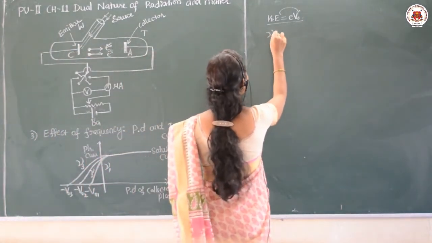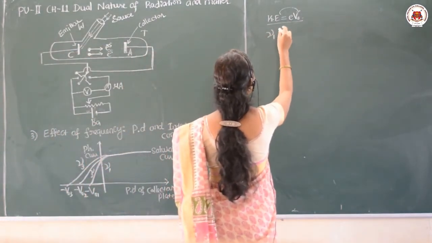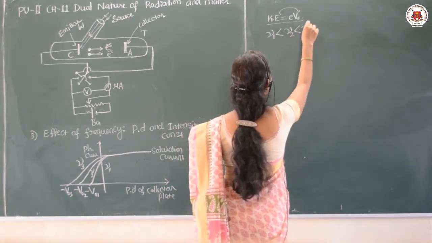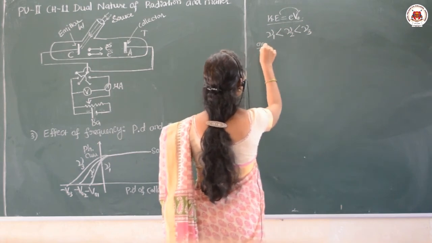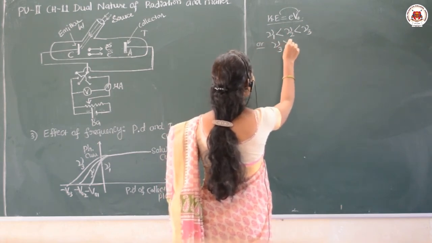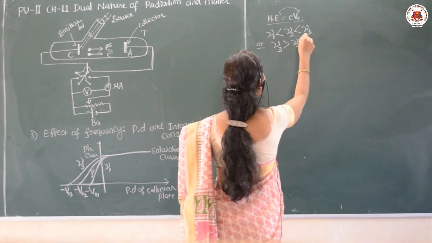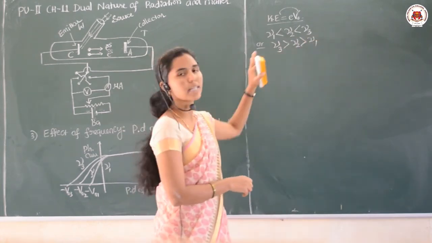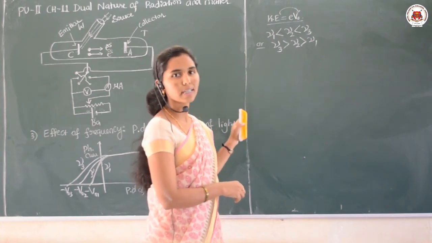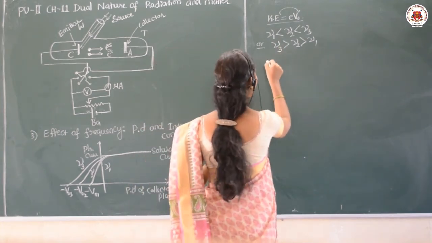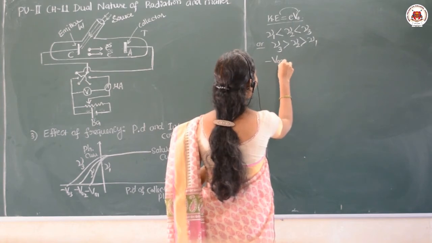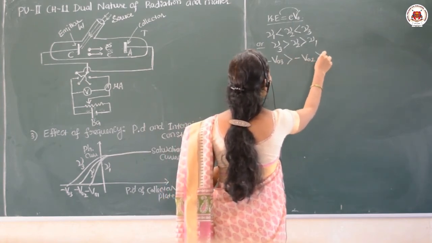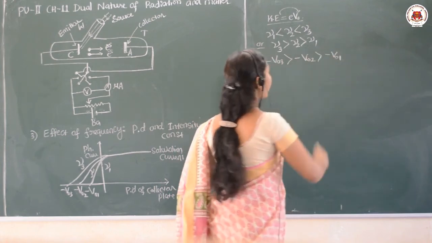So from this graph, what relation can we give here? The first frequency is less than the second one, and it is less than the third one. Or you can also write in this order: nu3 is greater than nu2, nu2 is greater than nu1. Similarly, if the frequency is greater, the stopping potential is also greater. Therefore, we can also write the stopping potential: V03 is greater than V02, which is greater than V01. Okay.